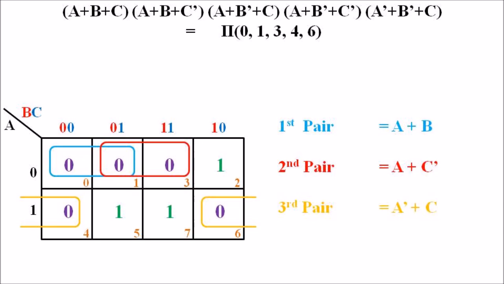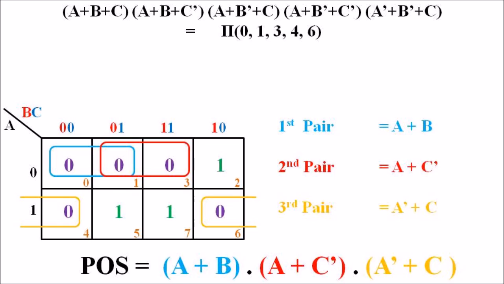Thus we got the reduction of all the pairs. The first pair is A plus B, the second pair is A plus C complement, and the third pair is A complement plus C. The final reduced POS is the ANDing of all these individual terms. That is, POS is equal to (A plus B) dot (A plus C complement) dot (A complement plus C). So this will be the final reduction of this given function.